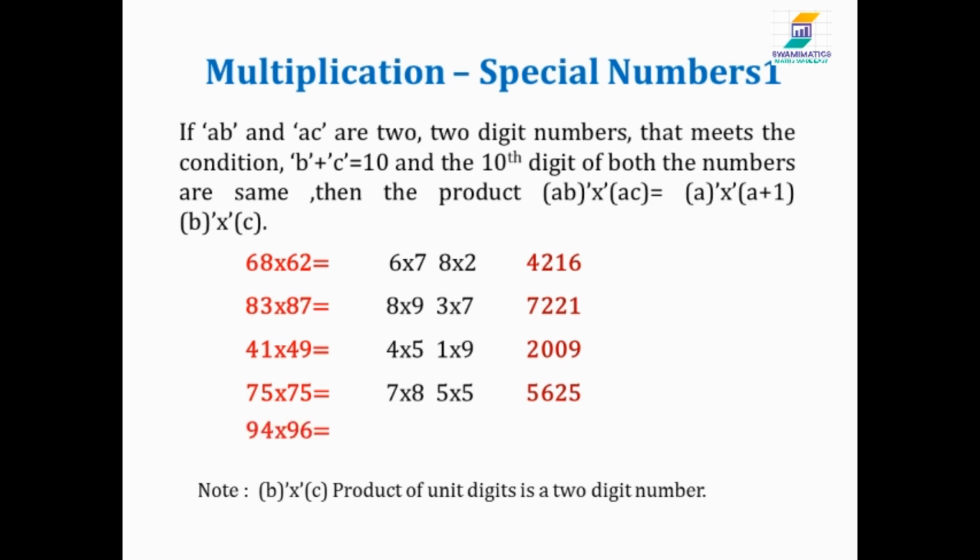Next one, 94 into 96. 4 plus 6 is 10. So it is 9 into 10, which is 90. 4 into 6, 24. It is 9024. So if you look at it, it's much easier for numbers where the unit digits add up to 10. Is it possible only for two-digit numbers?